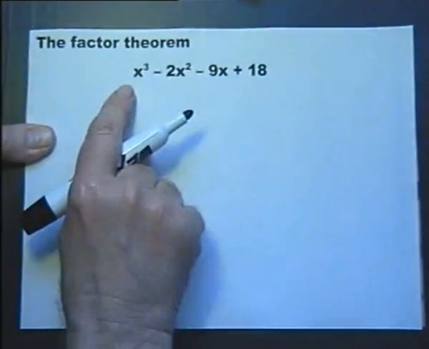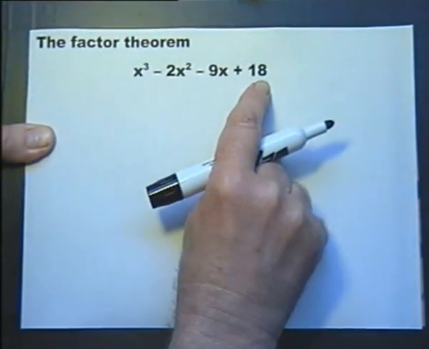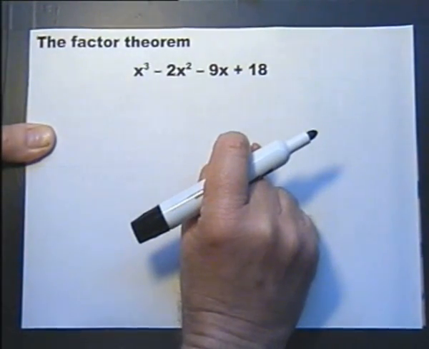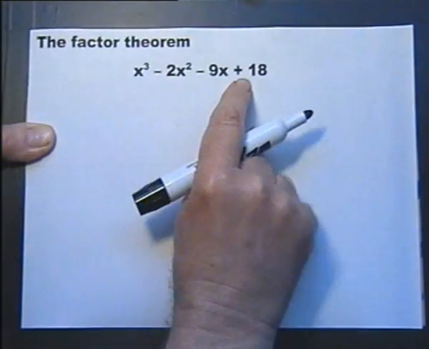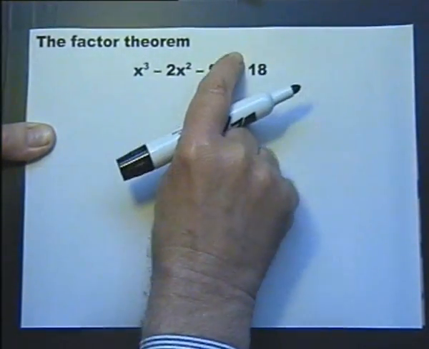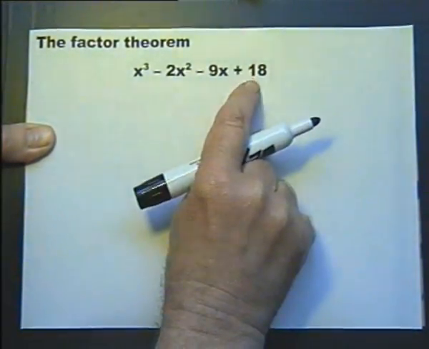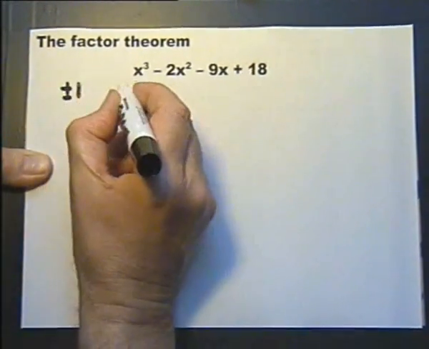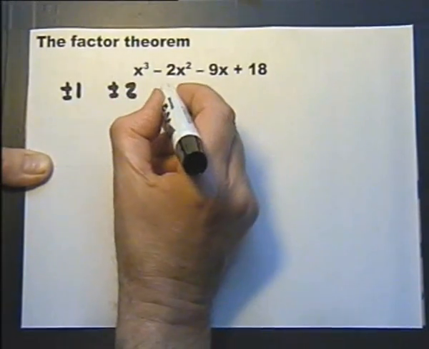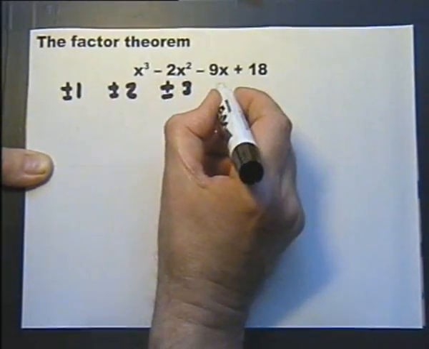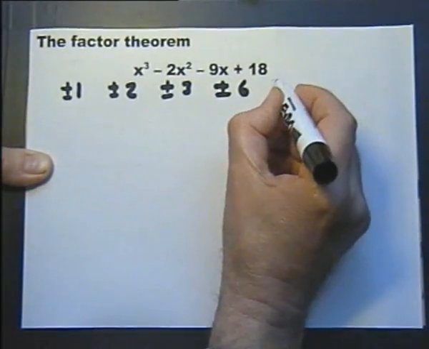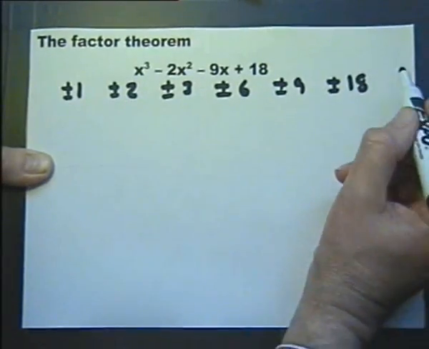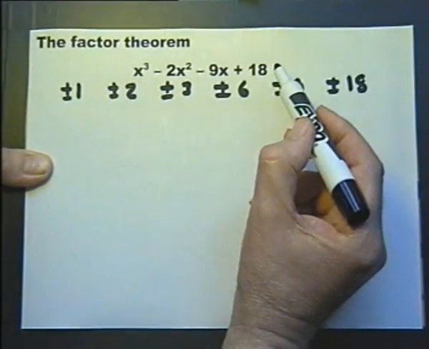When we have a polynomial like this cubic and we want to factorise it, we have a bit of help with the constant term. In other words, looking at this example, the constant term is the term at the end, which is the 18. And the factors of 18 are plus or minus 1, plus or minus 2, plus or minus 3, plus or minus 6, plus or minus 9, plus or minus 18. They are the factors of 18.